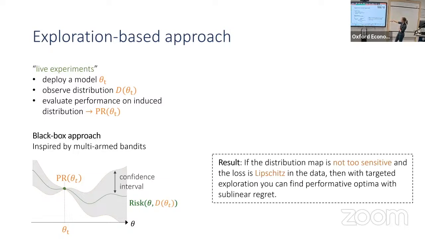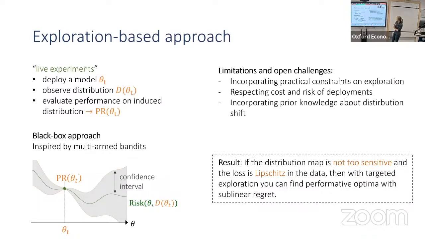I decided not to put in the detail of the results, but the point I want to make is that sensitivity is sufficient here for some interesting banded bounds. Coming back to the other question about the cost, there is some serious limitation to this black box optimization approach, which is that you want to incorporate constraints on exploration. You can't just go and try out all models and see what happens. You want to respect the cost of deployment risk and cost of deployment, and also ideally incorporate prior knowledge so you can really reduce the necessary need for deployment.